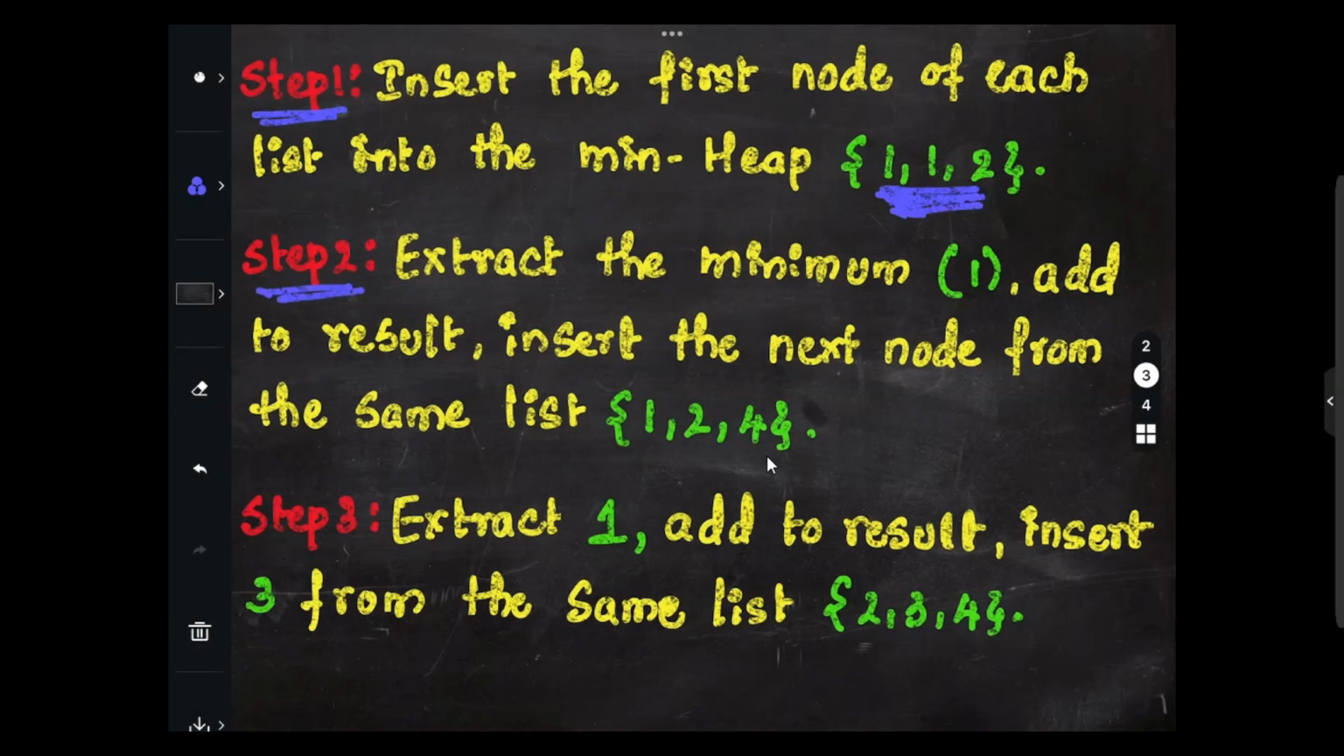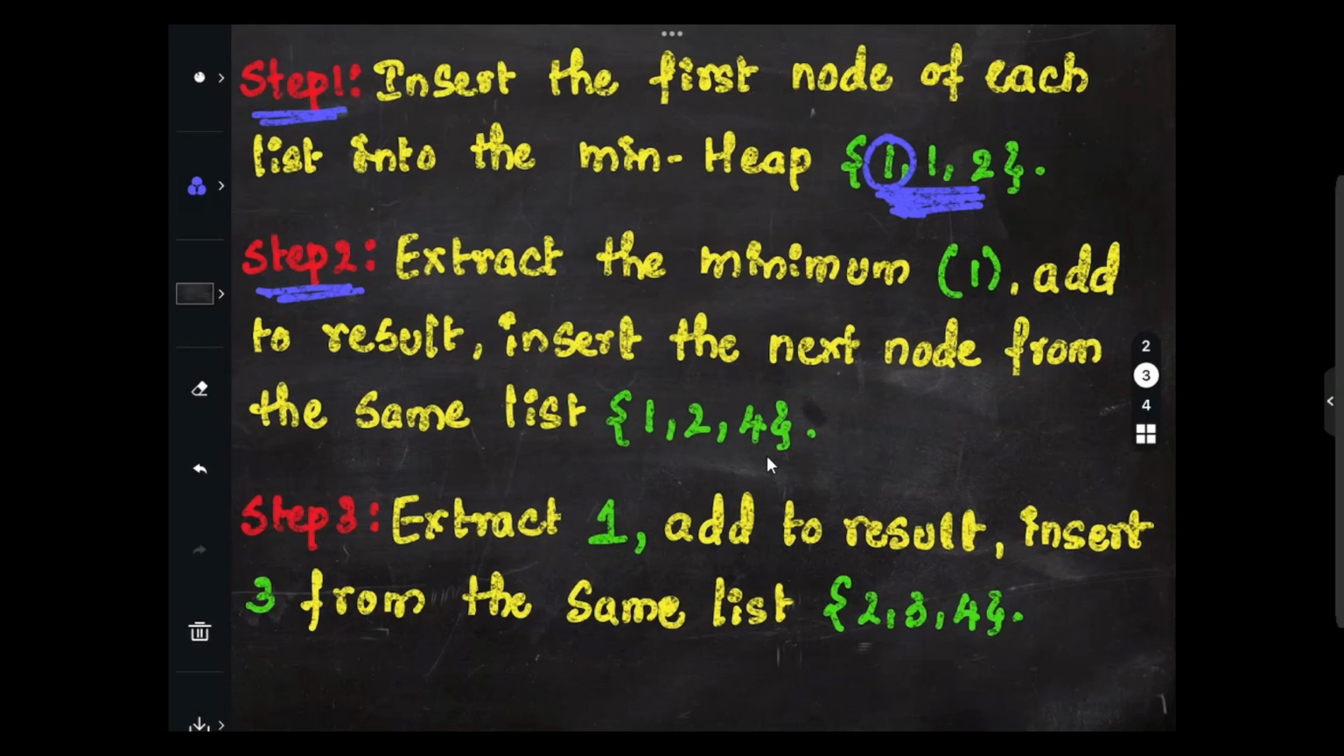Let's move on with the second step. We will extract the minimum, which is 1 in this case. Among 1, 1, 2, what is the minimum? 1. So we will add it to the result and insert the next node from the same list.